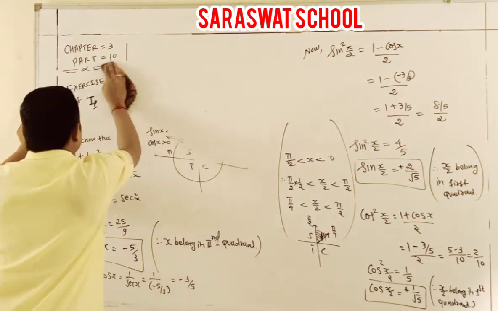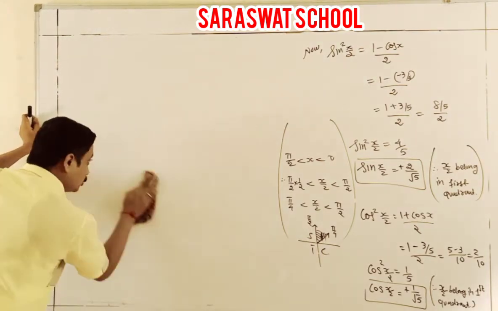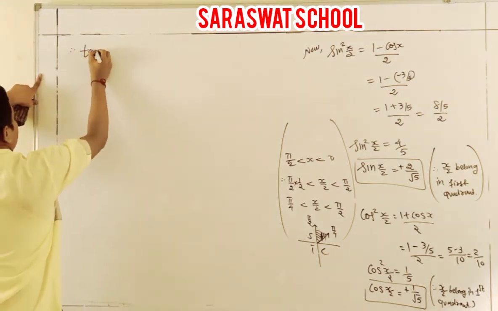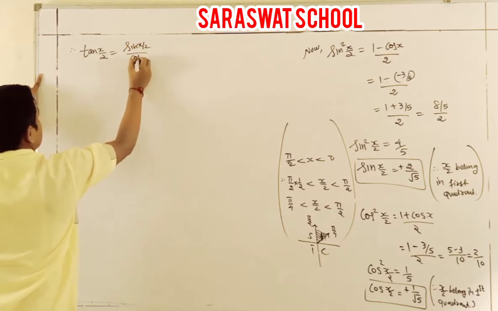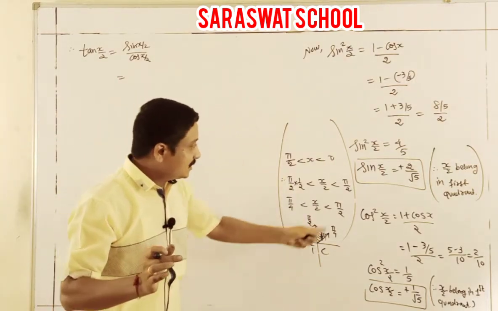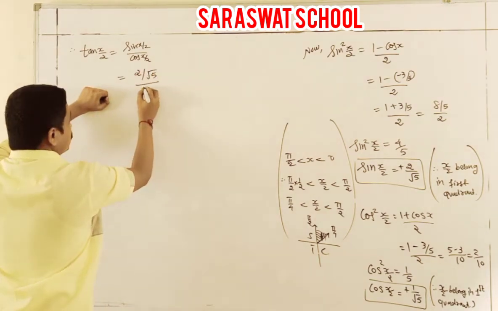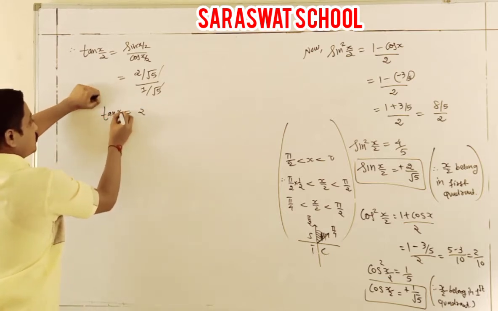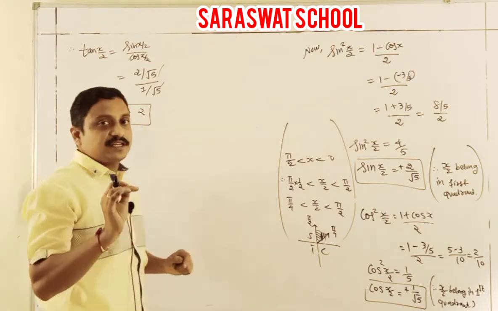Now finally I go to sin x by 2 and cos x by 2 to get the last one, tan x by 2. Therefore tan x by 2 is sin x by 2 upon cos x by 2. Students, happily putting both values: this is sin x by 2, 2 by root 5, cos x by 2, 1 by root 5. Cutting, my answer is only 2. And here happily question number 8 is done.